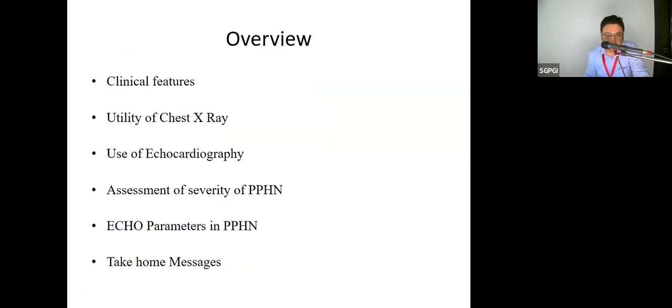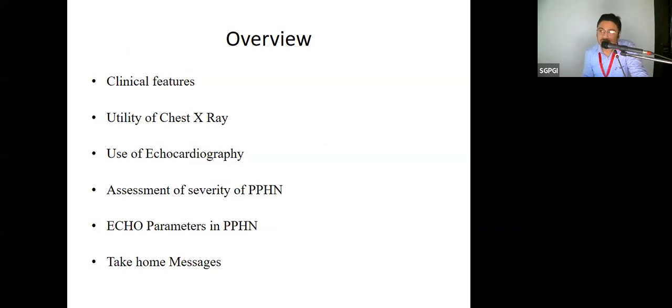So the overview of the presentation will include the clinical features, utility of the chest X-ray, use of echocardiography, and how do we assess the severity of PPHN, which is one of the causes of hypoxic respiratory failure in a newborn. And there will be several parameters in echo which I'll be talking about. So I will try to cover all the parameters. That makes my talk a little bit lengthy, but I will try to finish in time.